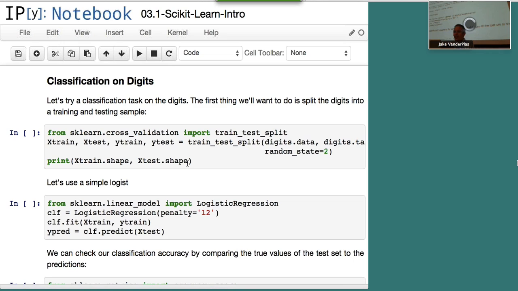And what we end up with is a training set of 1,350 and a test set of 450 results. And that'll let us just evaluate how well the model's doing on new data that it hasn't actually seen yet.